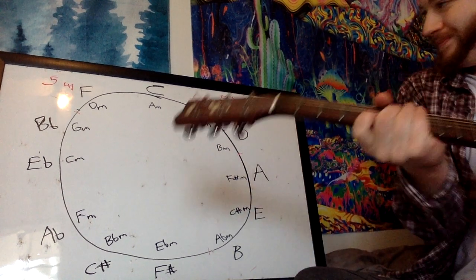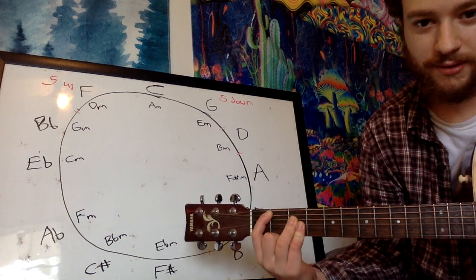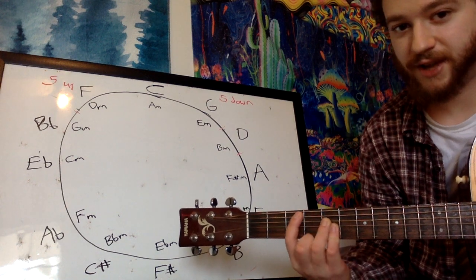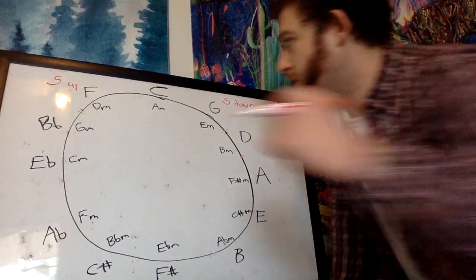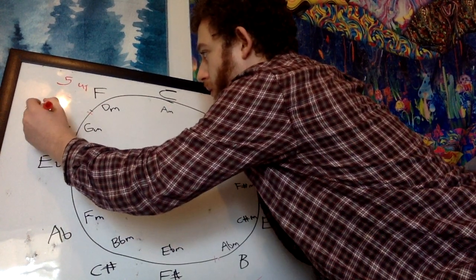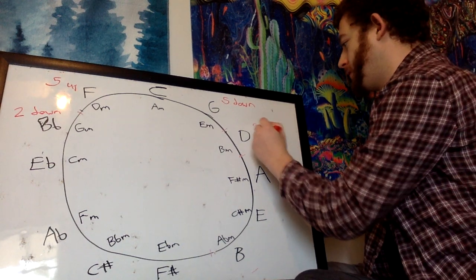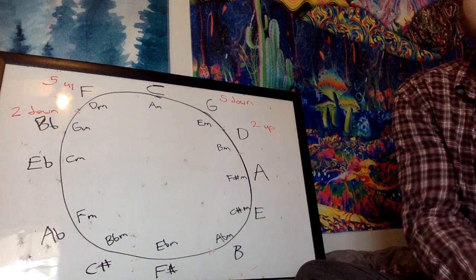Then we got B flat. Okay. B flat. It's two down. And then we're going to do the other side as well, just to save time. D. It's two up. So we got two down. And then we got two up. Now we've reached the halfway point.